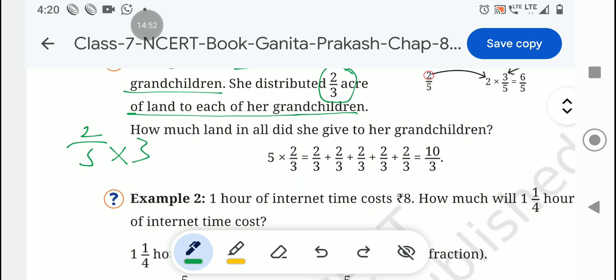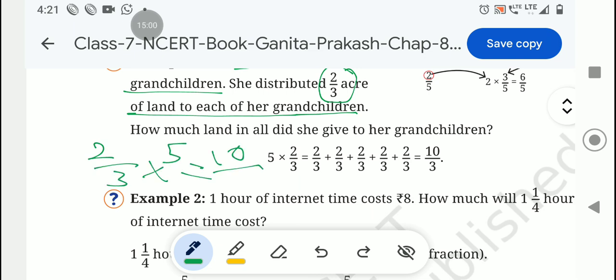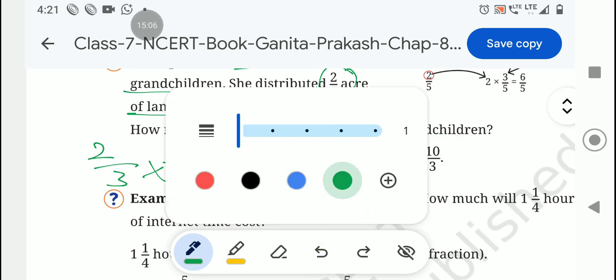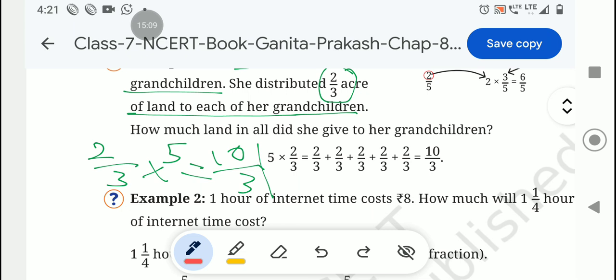2 by 3 into 5. Okay. So 2 5s are 10. 10 by 3 is the answer. That has been done in this addition method. So here, how they did the addition means 5 into 2 by 3.